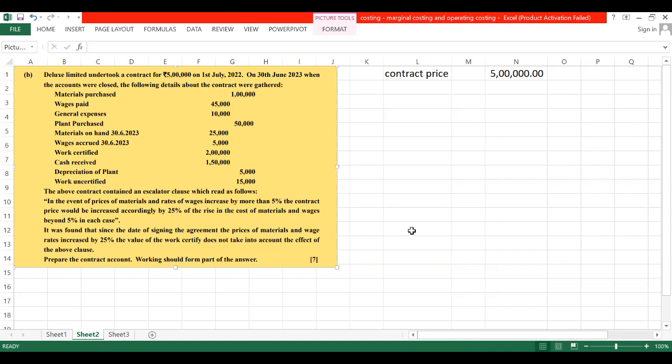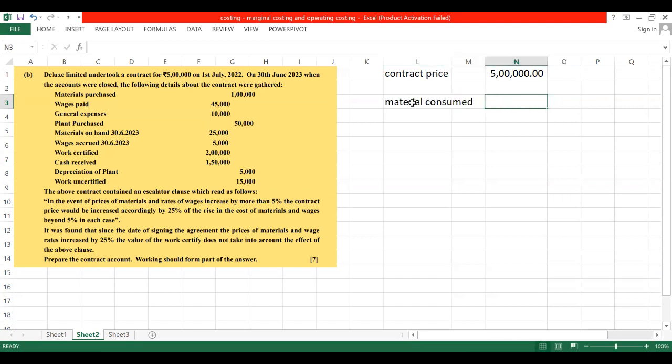So the material and wages given in the question are the increased material and wages cost, and the increase is by 25%. So the 1 lakh that is given here, minus the material in hand of 25,000. So what is the material consumed?